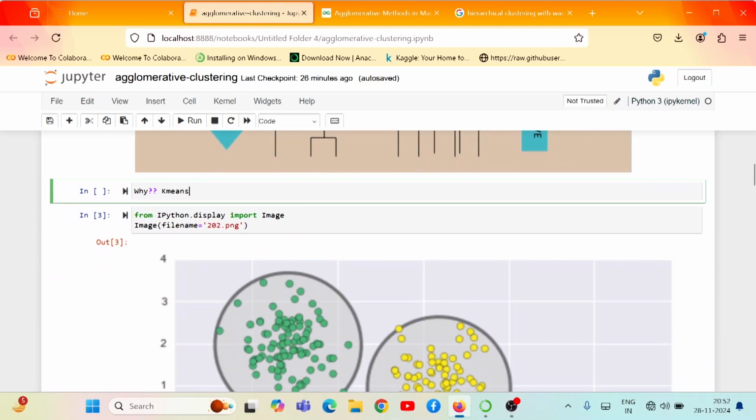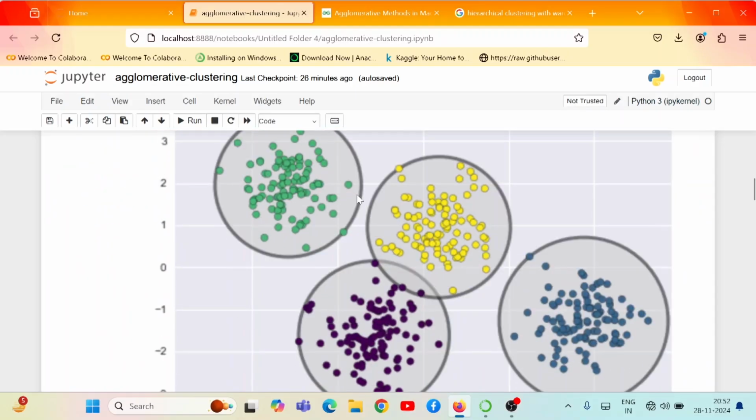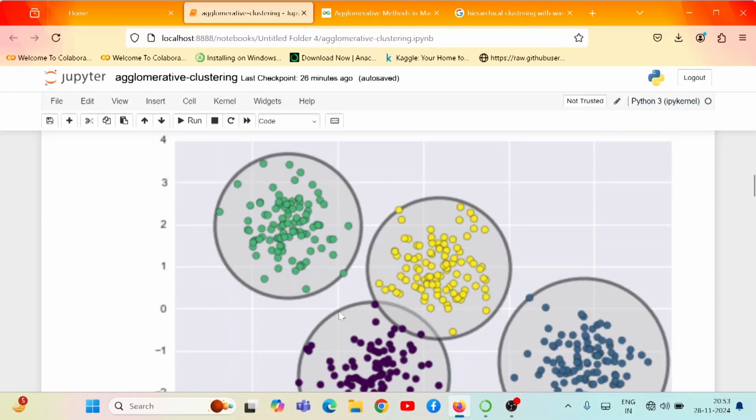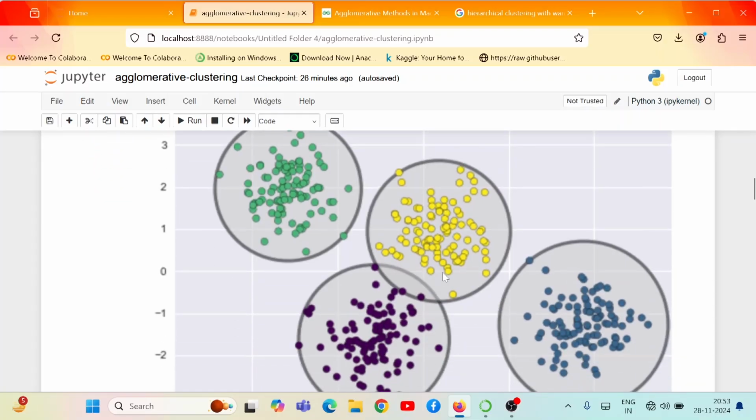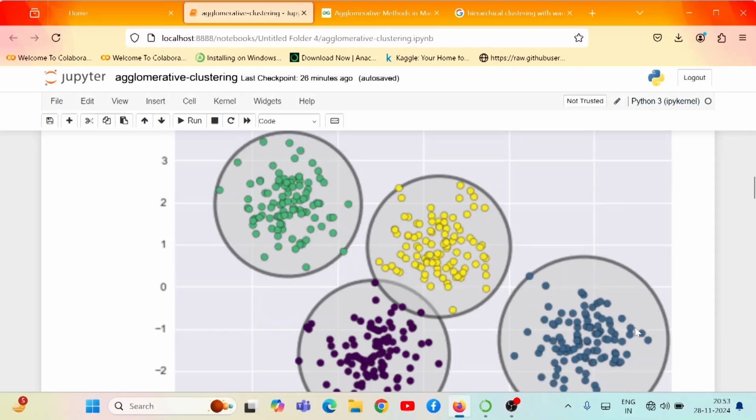If you recall, in k-means we used to give this kind of data set. In such a situation, k-means performs beautifully, right? Here we had 4 clusters. So if you give the k value equal to 4 for this data set, it finds these 4 different clusters beautifully.